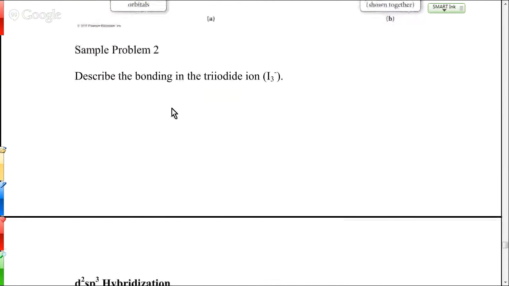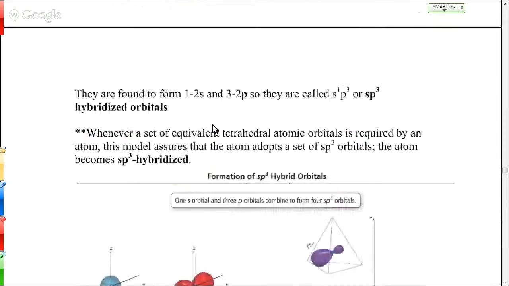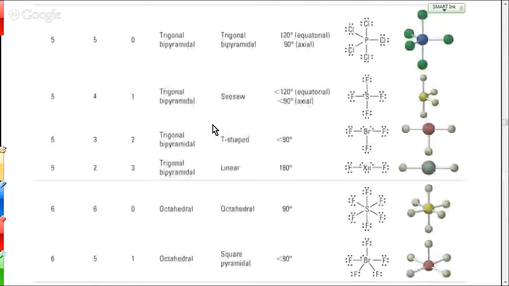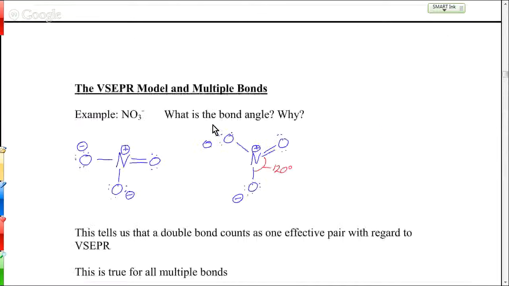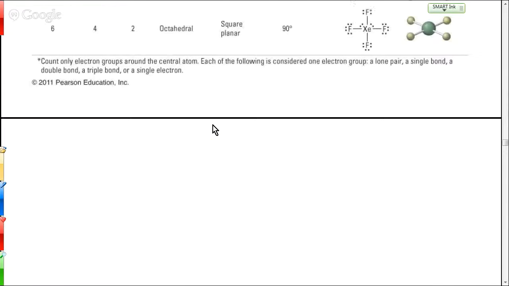We saw the triiodide ion earlier. Go back to draw it again. We said that its electron geometry was trigonal bipyramidal. And so that tells us that we need 5 groups for 5 electron groups, and therefore its hybridization is sp3d. So hybridization goes with electron groups always.